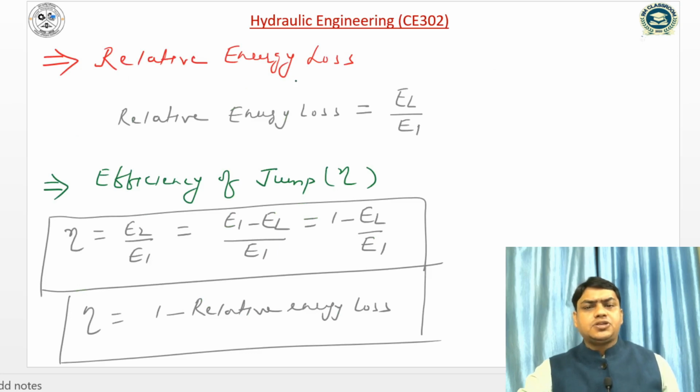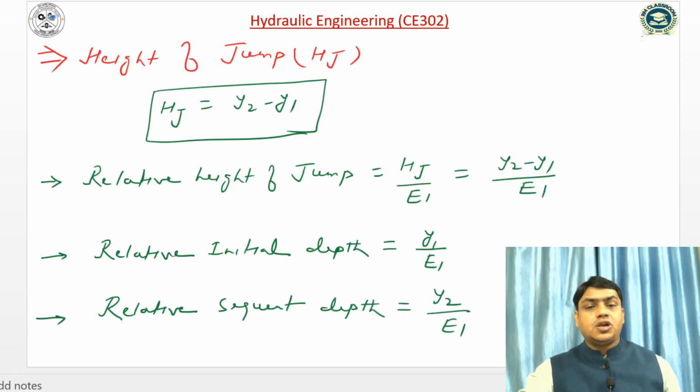Now relative energy loss. So relative energy loss is the energy loss divided by initial energy or energy at the just beginning of the jump. Similarly, the efficiency of jump can be computed as the ratio of energy at the end of the jump to the energy at the beginning of the jump, or E2 can be written as E1 minus EL divided by E1. So it will be 1 minus EL by E1, and this EL by E1 is the relative energy loss. So the efficiency of jump can be written as 1 minus relative energy loss.